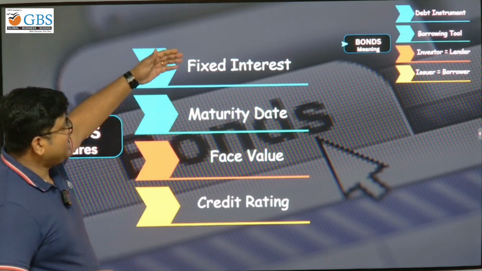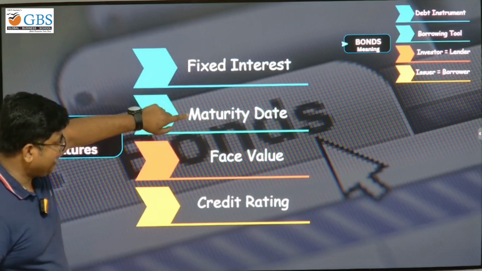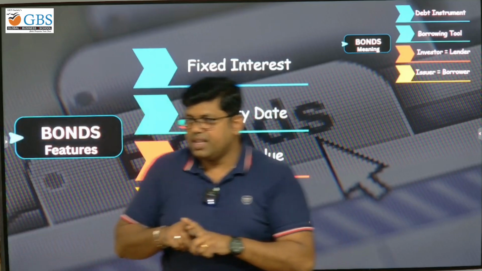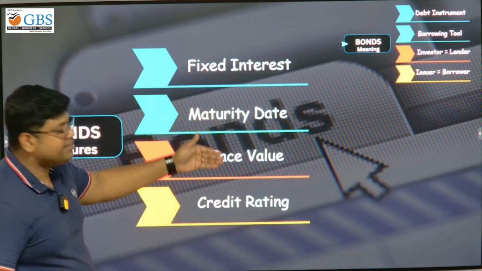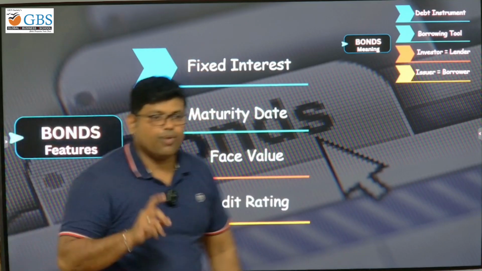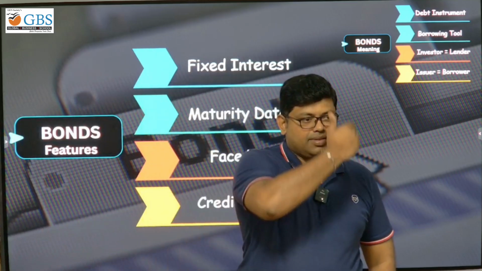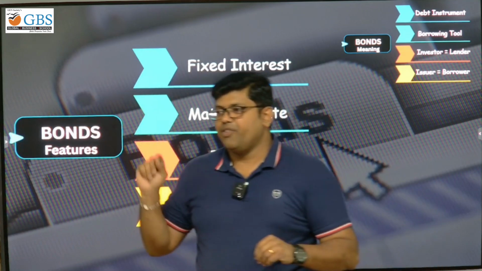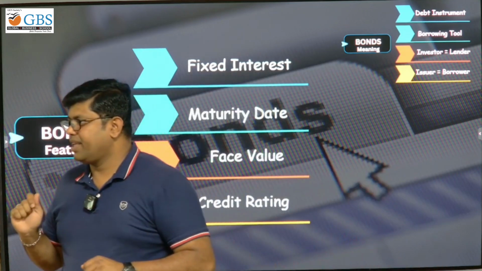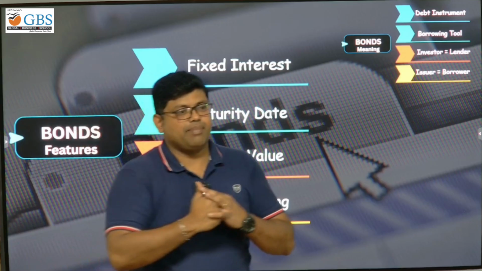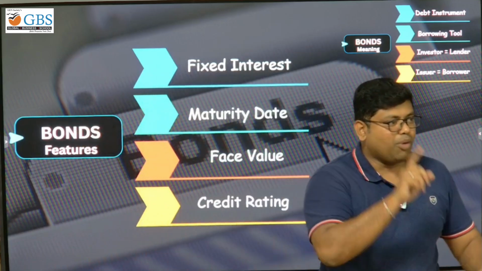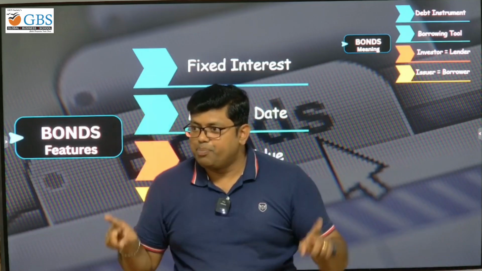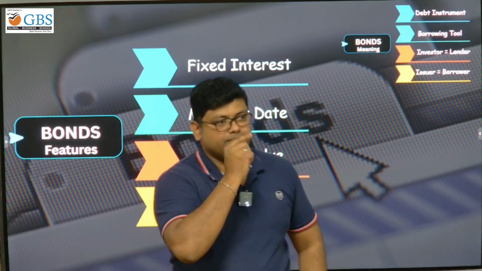So what are the three things that will be there? Fixed interest will be there, maturity date will be there, and face value. On that bond, these three things will be there. One is face value. What is the meaning of face? Every bond has its own face value. We call it face value. So for example, let us take in our example 100 rupees. One bond's face value is 100 rupees. So in that piece of document, the face value will be written.